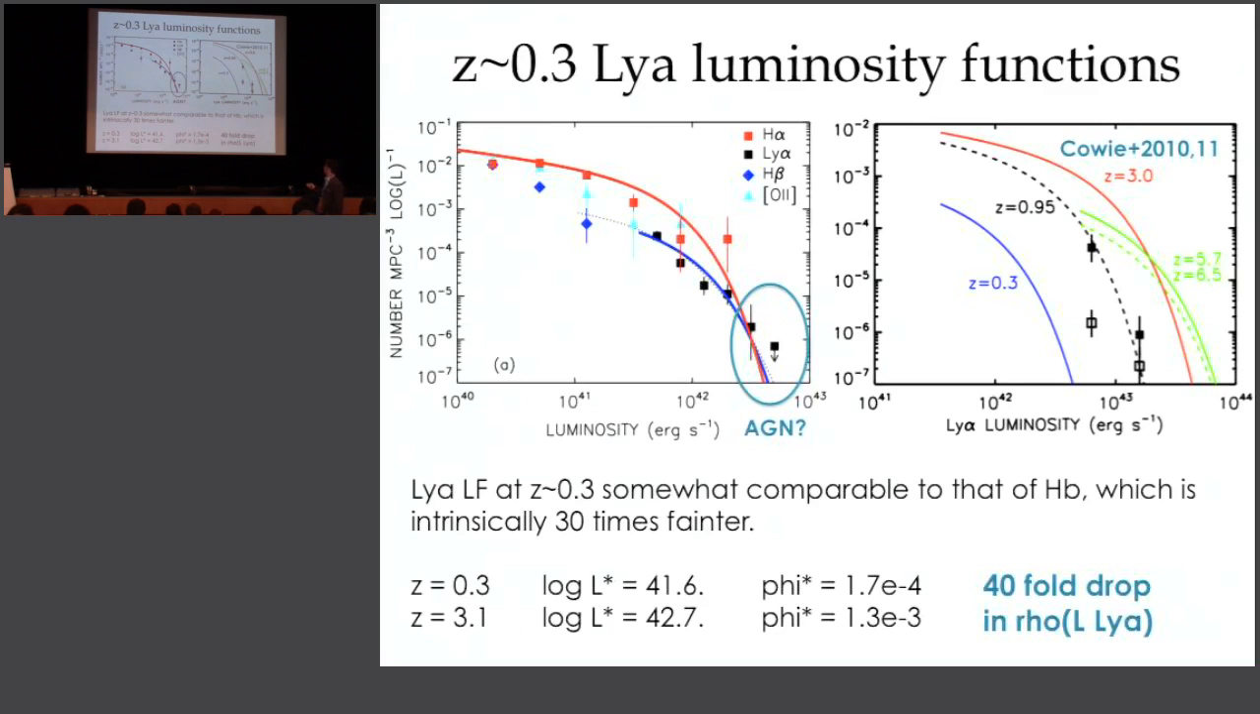You have enough data points here to do a fit through the luminosity function data points. You can derive Schechter parameters. Here we're talking of a characteristic luminosity L star of 10 to the 41.6, compared to 10 times brighter than that at redshift 3, that's shown up here, this red luminosity function from Cowie. The phi stars also differ by a large factor. You take the product of these two numbers. You see that the Lyman-alpha luminosity density of the universe has decreased by about 40 times over the last 8 gigayears between redshift 3 and 0.3.